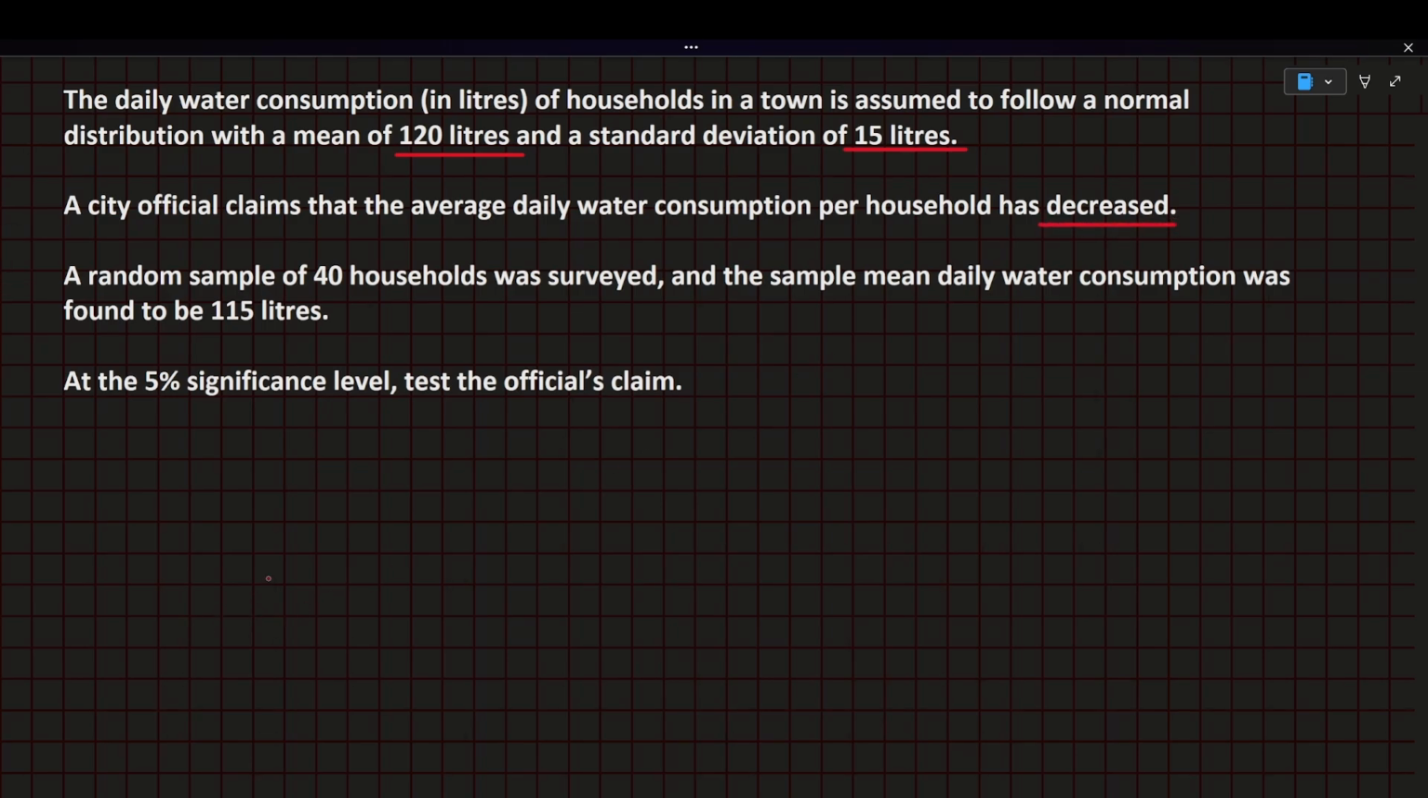A random sample of 40 households was surveyed. And the sample mean daily water consumption was found to be 115 litres. And then at the 5% significance level, we have to test this claim.